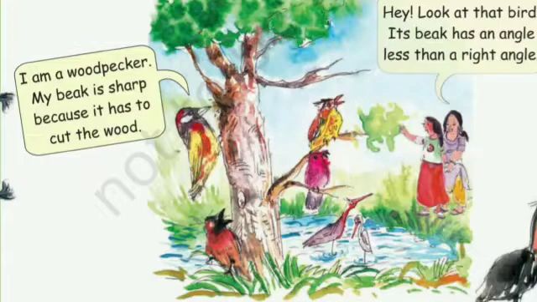So students, you can check by your own which angles they are making, less than a right angle or bigger than a right angle. Now the girls are saying, hey, look at the bird. Its beak has an angle less than a right angle. Means this bird, which you are able to see on the right hand side, its beak is open. Right, so that bird is making a less than a right angle. You can observe from the picture.